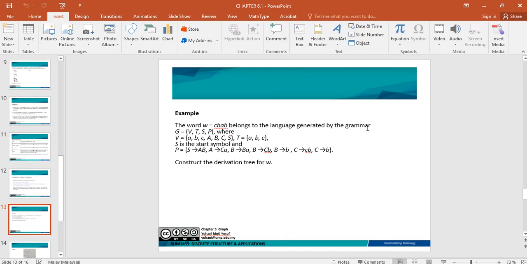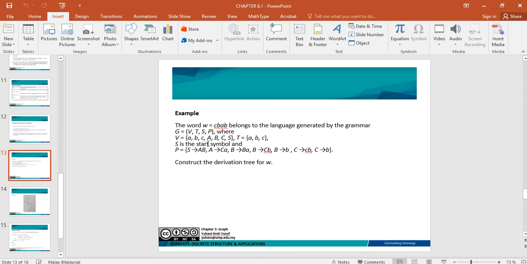It belongs to the language generated by this grammar, where your V is given by this T, your terminal is ABC, and your production rule is given by this line. It asks you to construct the derivation tree for W. So our aim now is to know how we got the word CBAB from the starting symbol S, because from there we can construct our derivation tree.